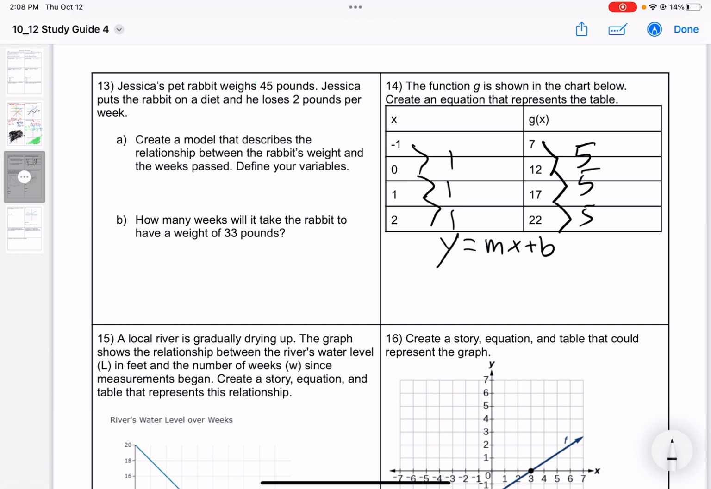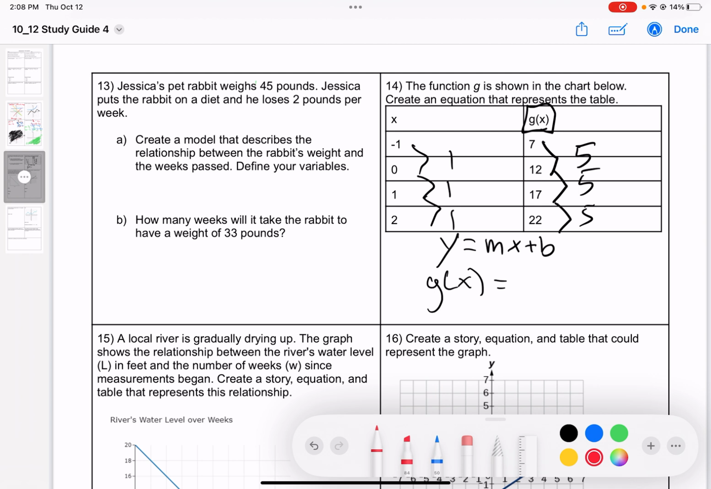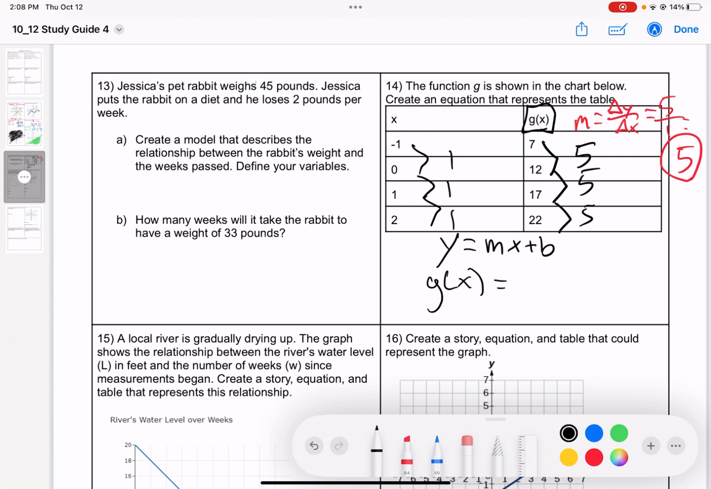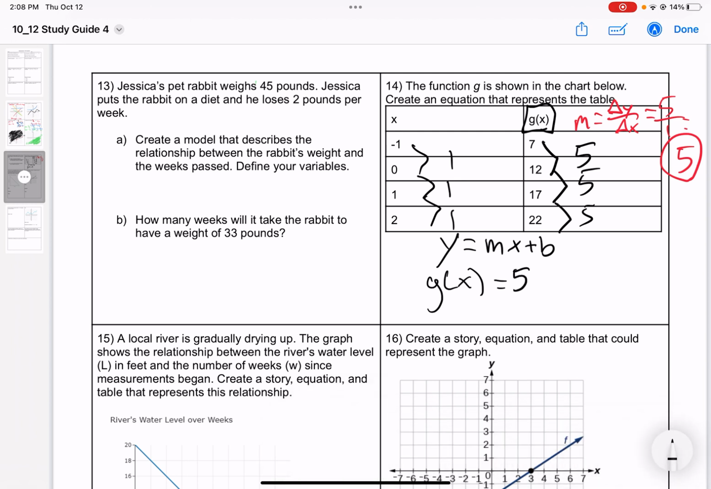And we have the g of x here, which is representing y. M is the change in y over the change in x. So m equals the change in y over the change in x. Y is changing by 5 each time. X is changing by 1. And so the slope here is 5. X is a variable, and B is the y-intercept.